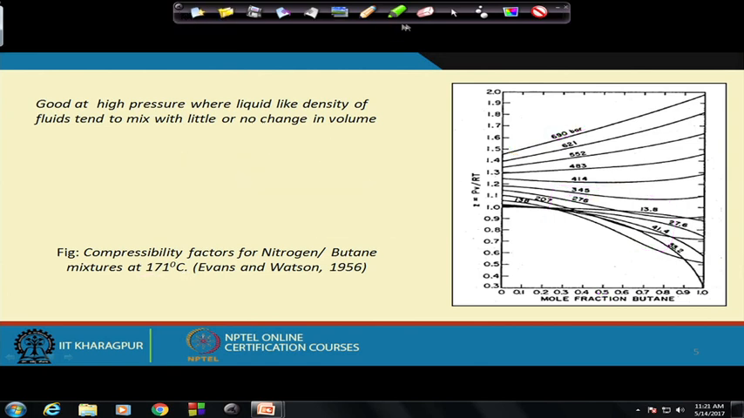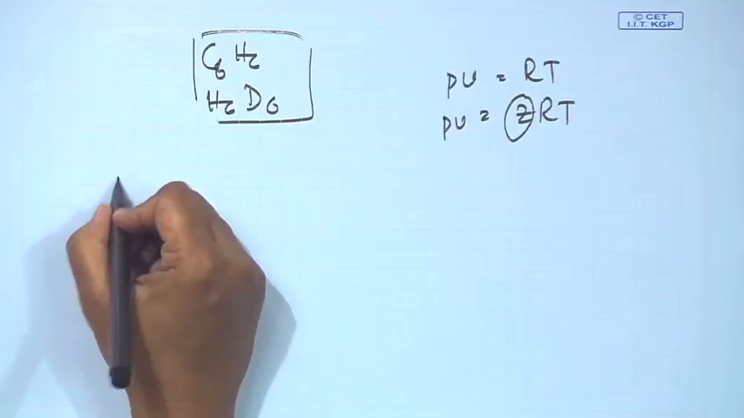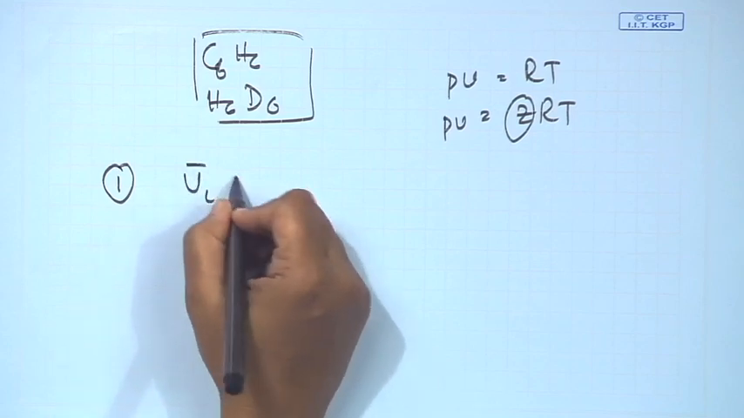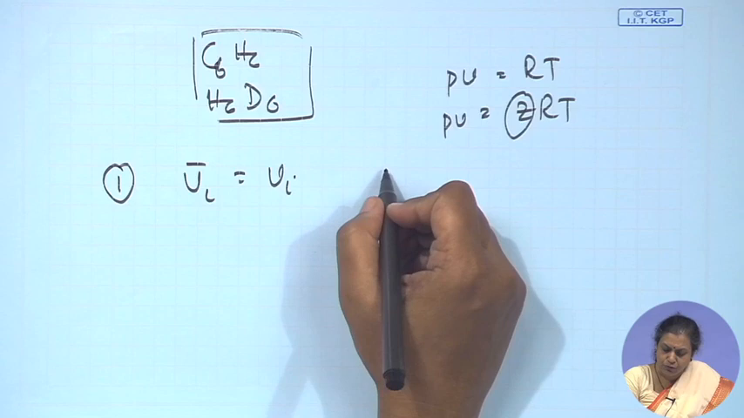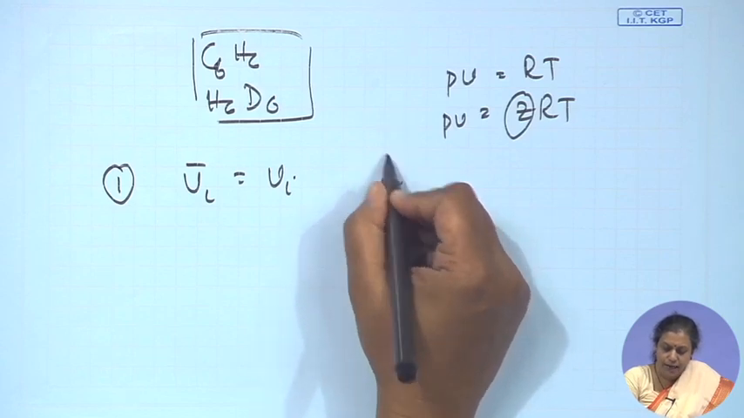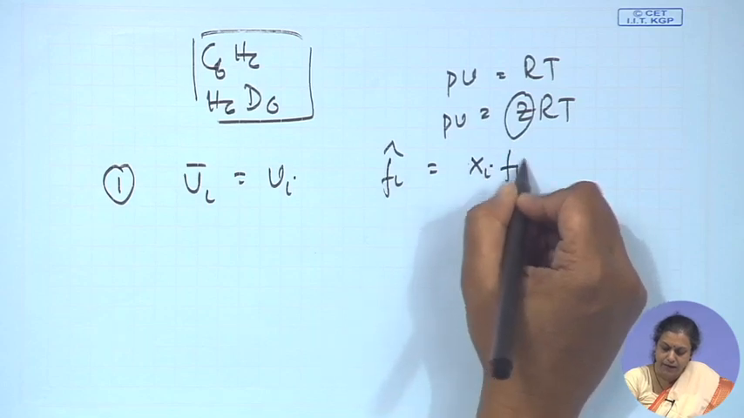Well, now let us come to the properties of ideal solutions. We have already assumed that the mixture satisfies Amagat's law of additive volumes. What is that particular law? It is V_i bar equals V_i. Fine. What is the Lewis fugacity rule? It is f_i bar equals x_i f_i.